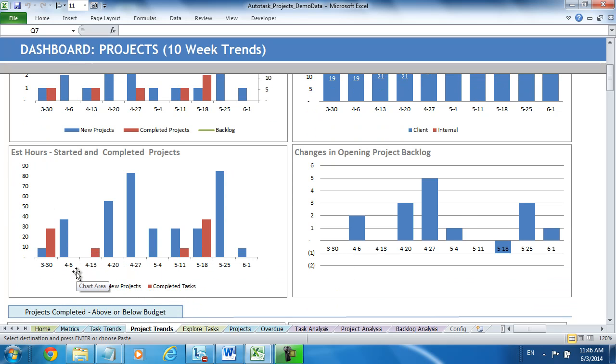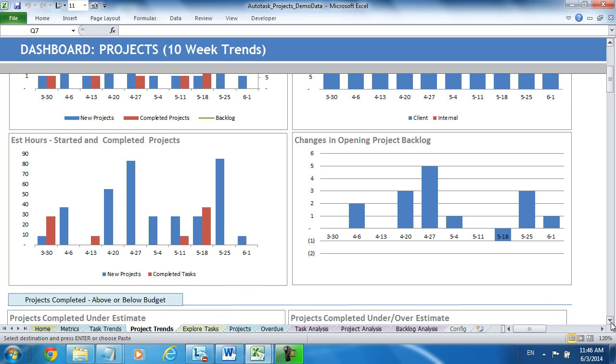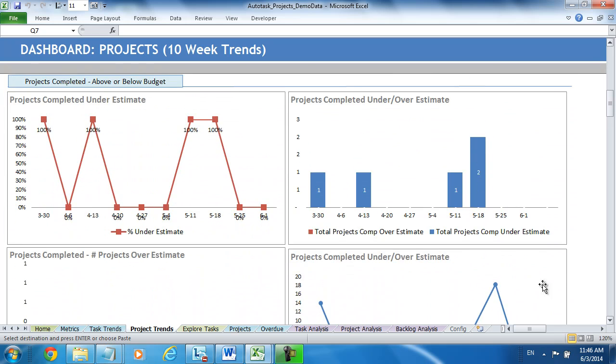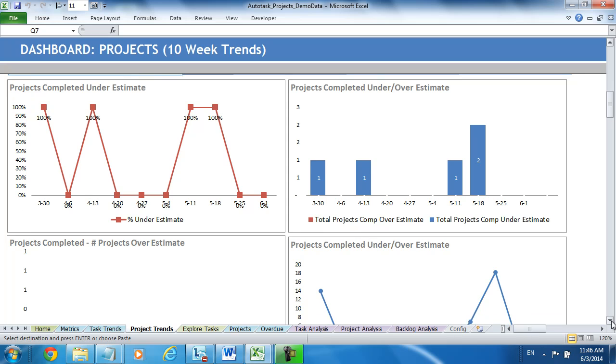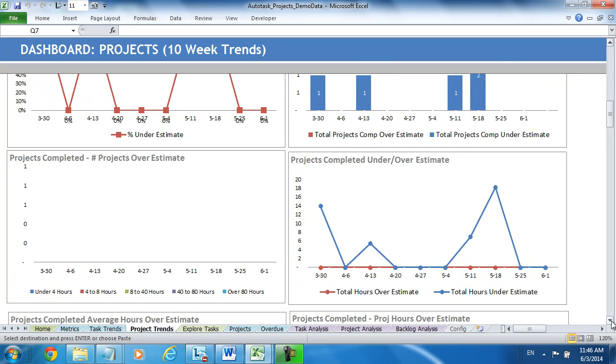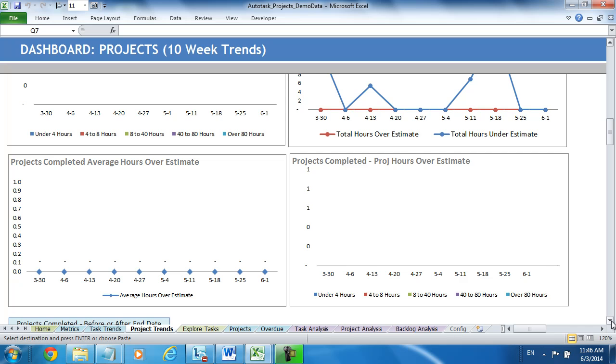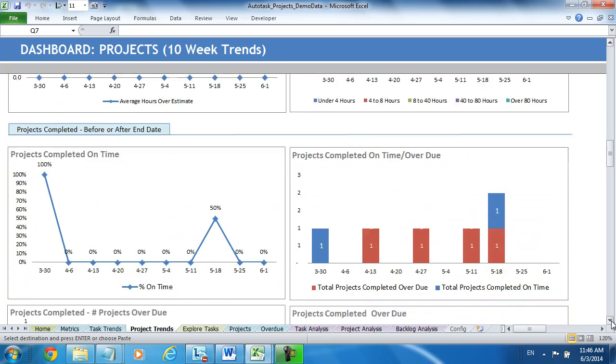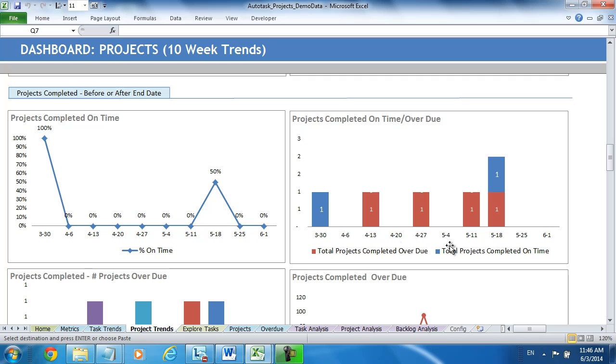Estimated hours on started and completed projects. So what's the variance there, similar to the tasks that you saw before. Looking at projects that, and this is demo data, but projects that were completed under an estimate or over estimate. So here's the projects that got completed that were all under estimate. Okay. I could also look at projects that were completed in terms of their variance. Again, a lot of demonstration data here, but I can look at due dates and say, here's a project that got completed, that was completed on time.